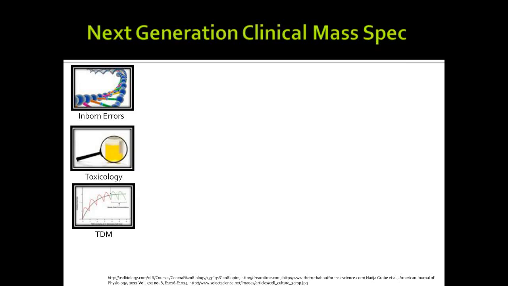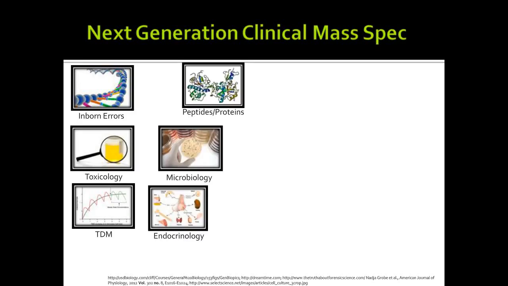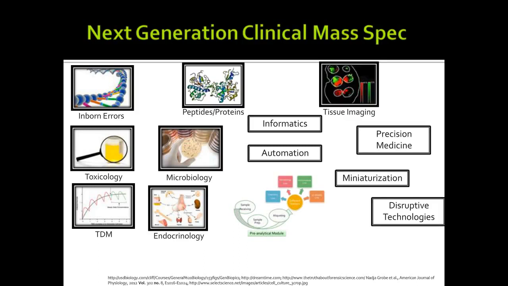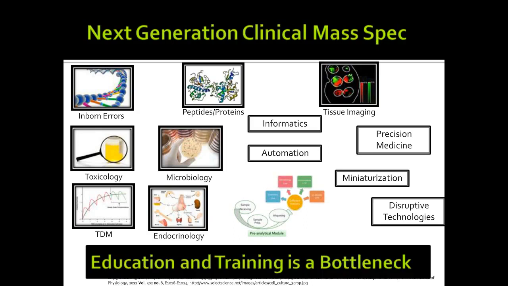This is the last slide I wanted to leave with everybody when we ask questions, because I'm a very visual person. So this is the things I think about. This is what we have so far, and some already there are endocrine, more applications. Microbiology is coming in, more applications going to come out from peptides and proteins. We probably go further along with informatics and automation; there are already models on the market. And then tissue imaging, precision medicine, miniaturization, and disruptive technology. All of that, education and training, is the bottleneck that we cannot ignore. All right, so I'll end my presentation here and welcome any questions.